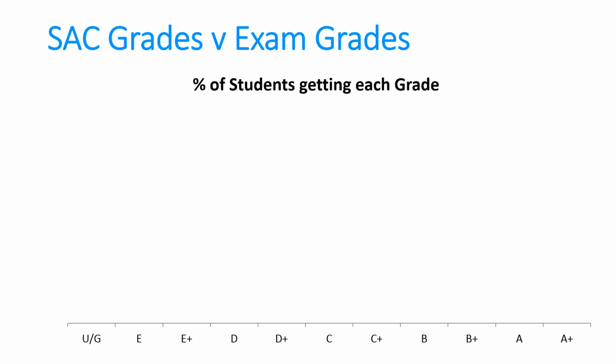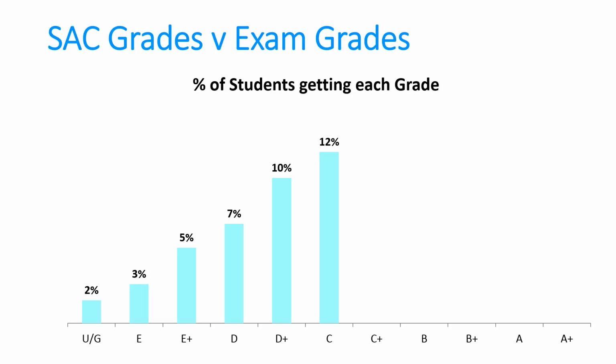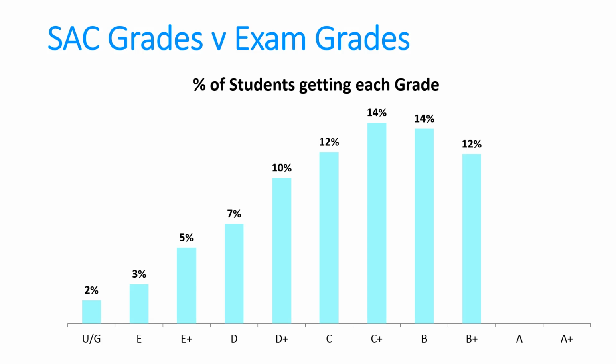And what that means is you're then allocated grades based on how you went. So the bottom 2% of students got a UG, the next 3% of kids got an E, 5% of kids got an E+, and so on. And then at the other end, 12% of kids got a B+, 11% of kids got an A, and 9% of kids got an A+. And that's pretty consistent every year.